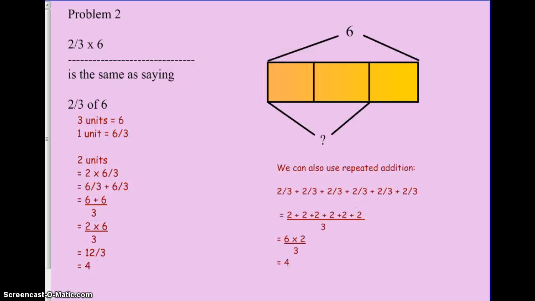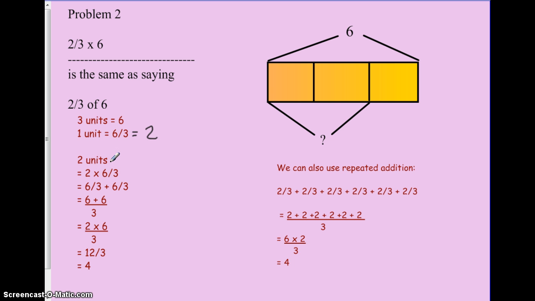This looks a lot simpler, but it's the same thing. It's just fewer numbers, and we're only dealing with one denominator. So 2/3 times 6. Here's our whole, broken into thirds. We want to know what is 2/3 of that. So if we have 2/3 of 6, we know that 3 units equals 6 altogether. Therefore, 1 unit is the same as saying 6 divided by 3, which is 2. Okay, you with me?